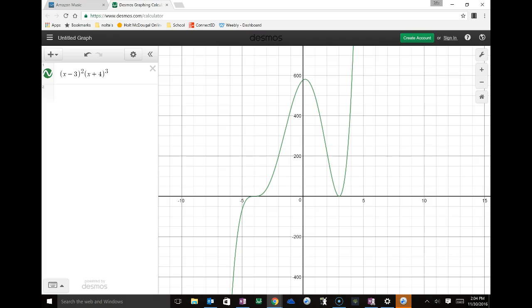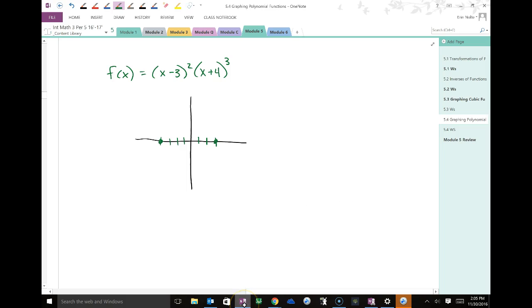What happened at the 0 of -4? Did it cross or did it bounce? It crossed. What happened at the 3? Can you tell me when it bounces and when it crosses? Doesn't have to do with positive or negative. It's the exponent. Okay, so you see these exponents right here? If you have an even exponent, that causes a bounce in the graph. If you have an odd exponent, it crosses through.